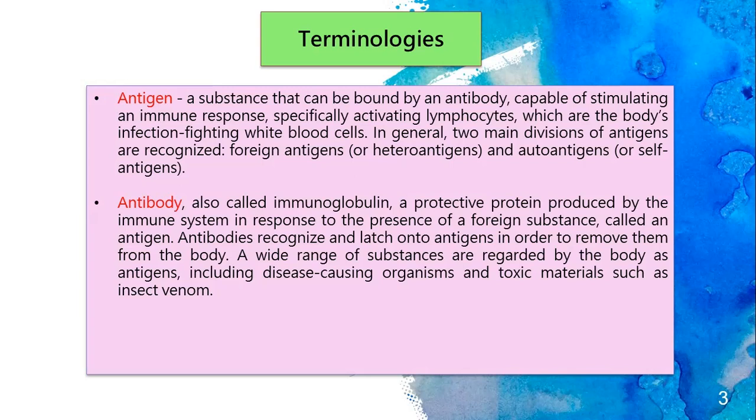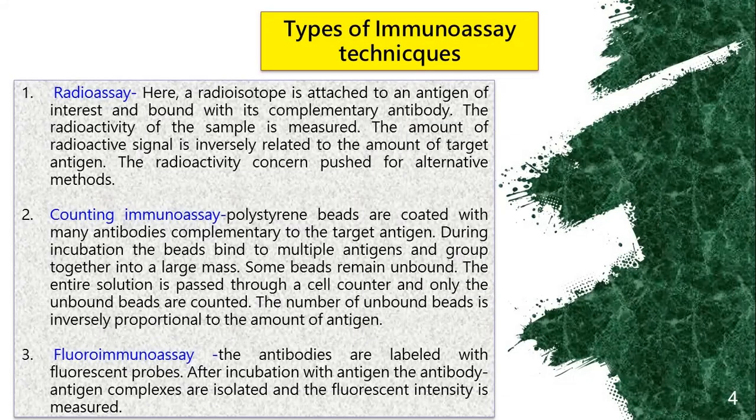Antibody, also called immunoglobulin, is a protective protein produced by the immune system in response to the presence of a foreign substance, called an antigen. Antibodies recognize and latch onto antigens in order to remove them from the body. A wide range of substances are regarded by the body as antigens, including disease-causing organisms and toxic materials such as insect venom.